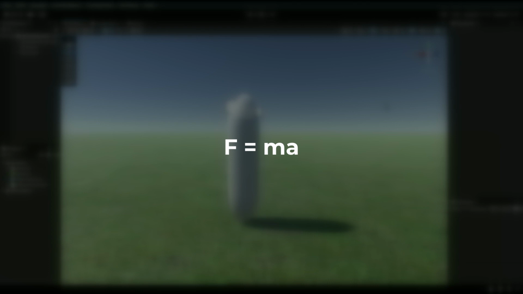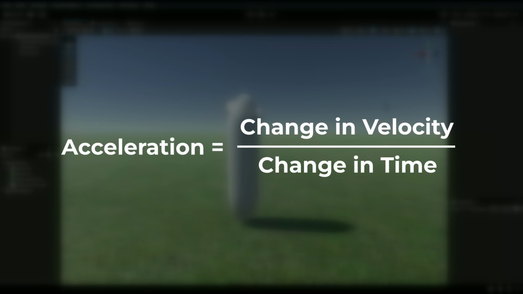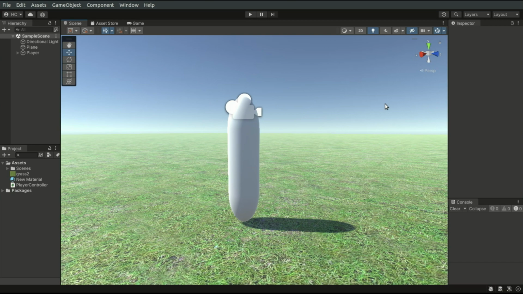In Newton's first law, there is an equation, F equals ma. In this equation, it states that the force experienced by an object is equal to the mass of an object multiplied by the acceleration, which is the change in velocity divided by the change of time. So what are we going to do with this force?